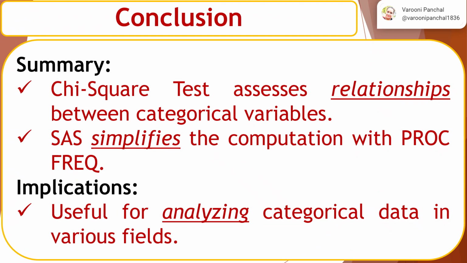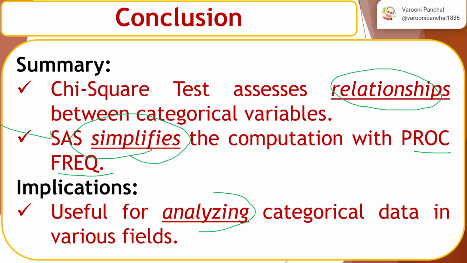So here I would like to conclude: the chi-square test assesses relationships between two categorical variables, and SAS is a software that simplifies the computation with proc freq. Proc freq is the procedure that we use in the chi-square test. Now, what are its implications? It is useful for analyzing categorical data in various fields and is not limited to a specific therapeutic area or disease.